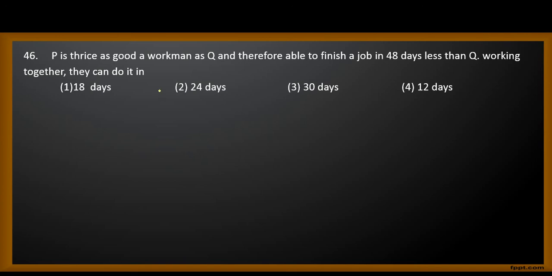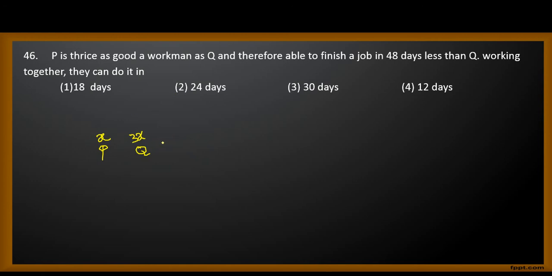P is thrice as good a workman as Q, and therefore able to finish the job in 48 days less than Q. Working together they can do it in, let us say, P and Q. If Q does it in 3x days, then P can do it in x days. Why am I taking x? Because thrice as good as, the efficiency of P is more than Q. It means Q will take more days than P.